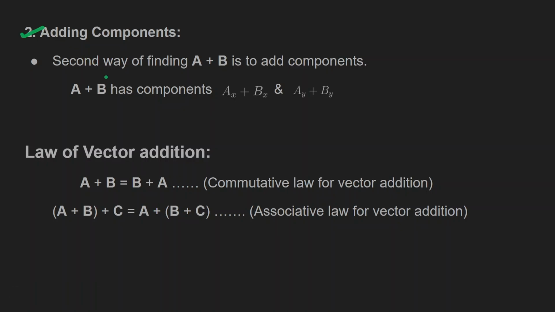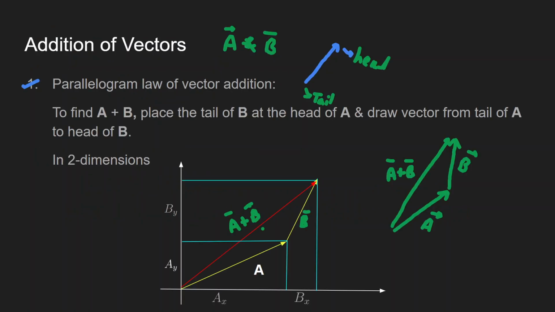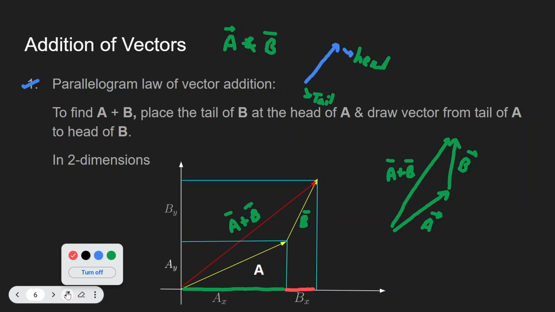Next method is adding components. So the second way of finding A plus B is to add components. Now from the graph we can see that this is A plus B, but this is AX. So this line is AX, then this one is BX, this component is BX, and the entire line over here is A plus B.